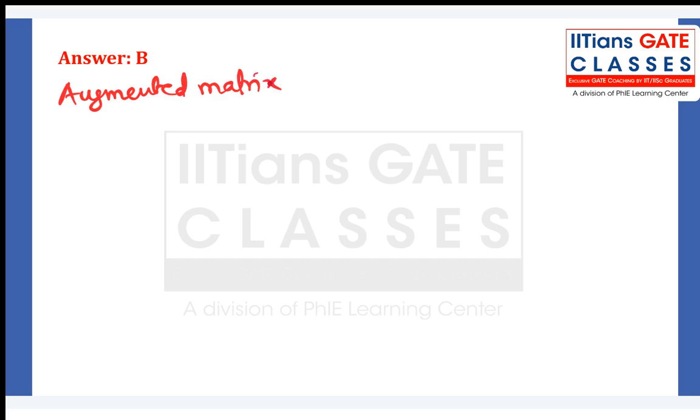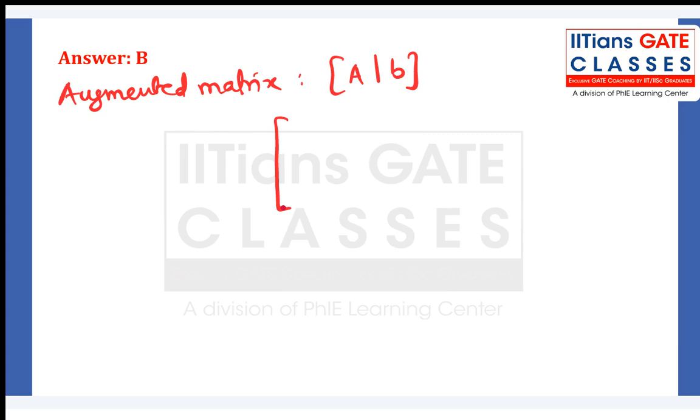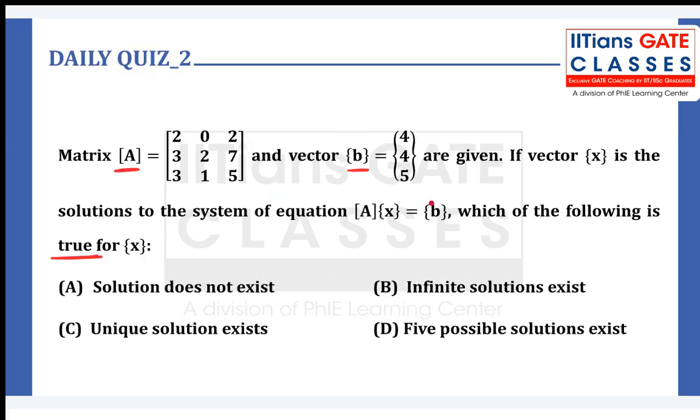An augmented matrix is given by your coefficient matrix A, and you just add one more column to it, which is the non-homogeneous part of the system. And if you do that, what do you get? You get a 3 row 4 column matrix. Okay, so let me write it again. So 202, 327, 315, and 445.